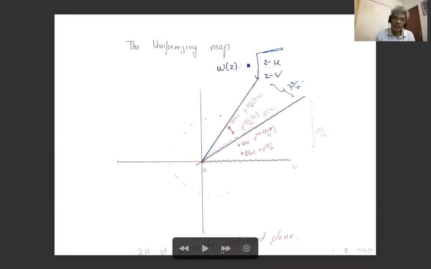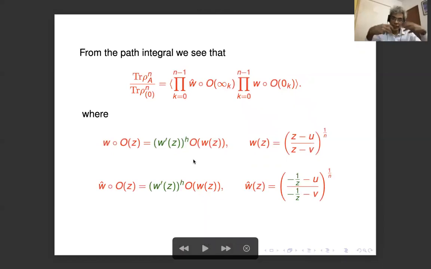Okay, so this is the correlation function you have to evaluate, and because everything was a conformal transformation, when you have these primaries, if W was that uniformizing map, which was a conformal transformation, then W prime comes in. This is the way an operator transforms under conformal transformation: the slope of the transformation to the power of the weight of the operator. So essentially you have to evaluate this correlation function with this.